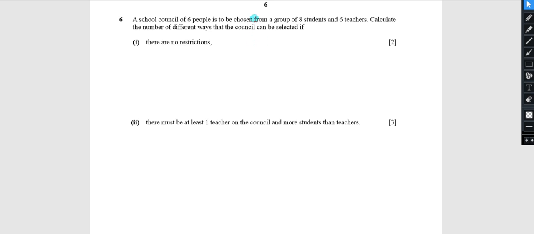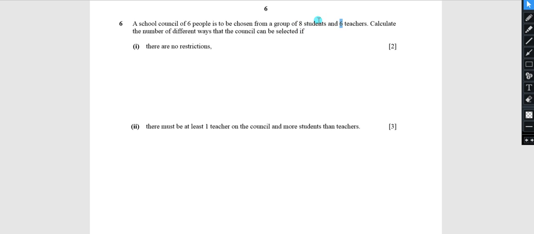Let's look at this permutation and combination question. It says that there are 6 persons to be chosen from a group of 8 students and 6 teachers. That means out of 8 and 6, there are 14 of them. I'm going to choose 6 from these 14 persons, but it's subjected to condition 1 and 2.